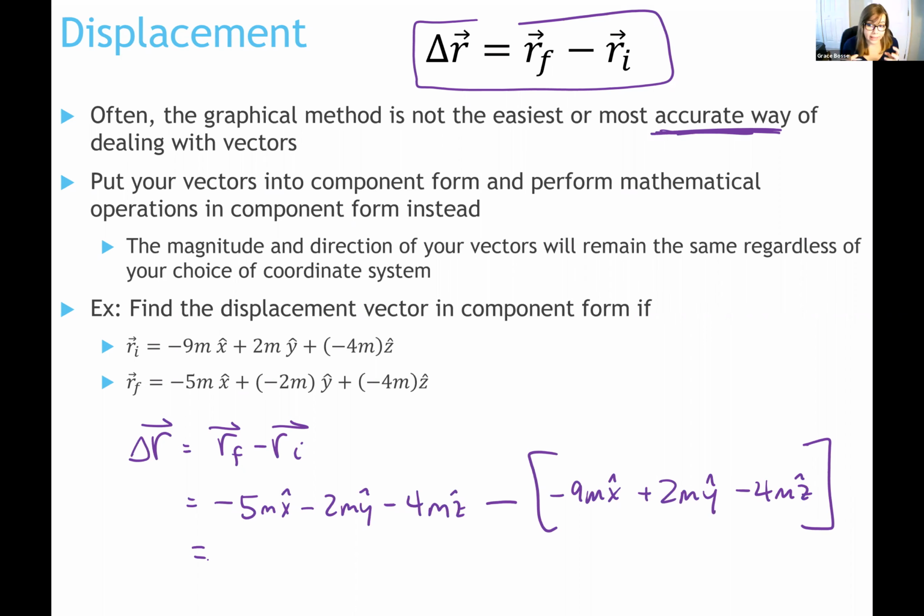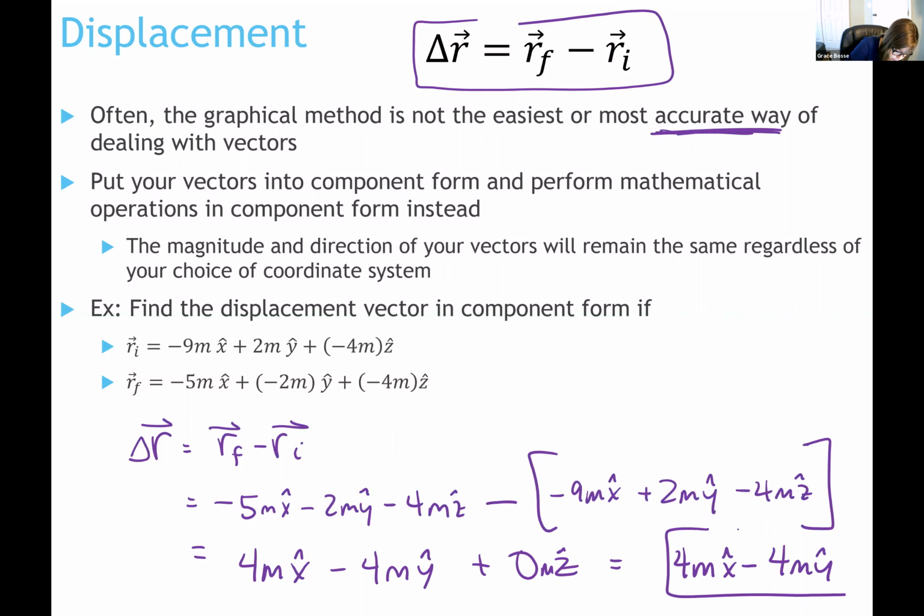So I'm going to group the x hat terms together. I have negative 5 meters x hat minus negative 9 meters x hat. So that gives me positive 4 meters x hat. Now I have negative 2 meters y hat minus 2 meters y hat. That gives me negative 4 meters y hat. And then the last one, I have negative 4 meters z hat minus negative 4 meters z hat. That goes to 0 meters z hat. So my final answer, 4 meters x hat minus 4 meters y hat.